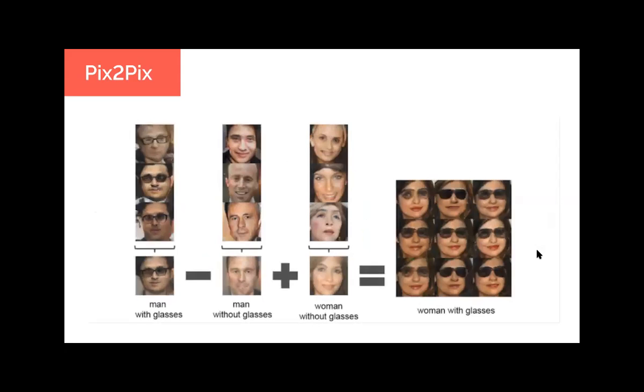Using the same idea, if you combine different embedding vectors, you can get surprising output. For example, if you use man with glasses minus man without glasses plus woman without glasses, it gives you back woman with glasses. It's really cool, the idea of how to use embeddings to create images.